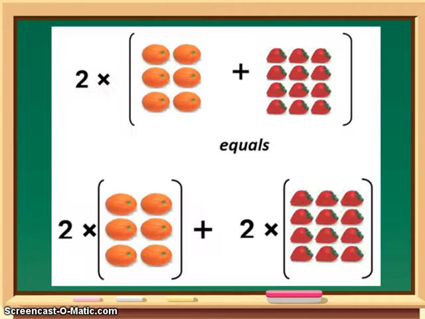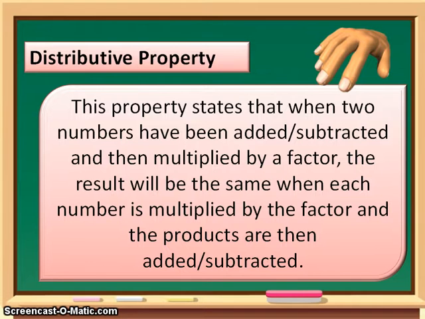Next, let's have this illustration. 2 times the oranges plus the strawberries equals 2 times the oranges plus 2 times the number of strawberries. That shows the distributive property. This property states that when two numbers have been added or subtracted and then multiplied by a factor, the result will be the same when each number is multiplied by the factor and the products are then added or subtracted.